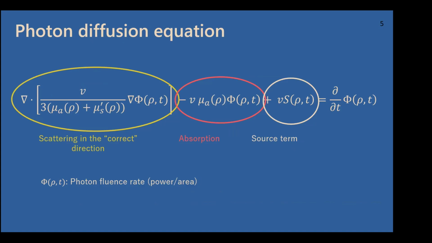And so you can formalize all of this in a photon diffusion equation. I'm not going to get into the details of that, but we can write out this equation in order to characterize the photon fluence rate, or the power per unit area of light.